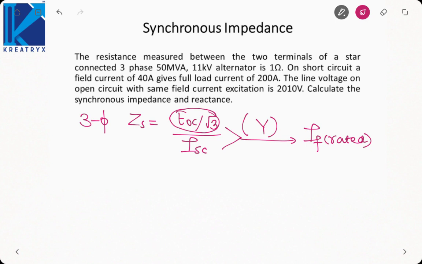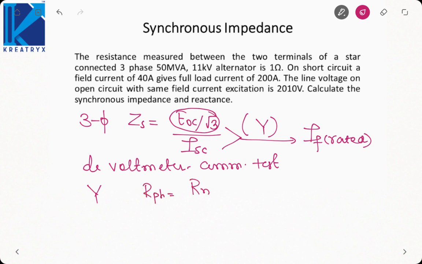Now, in order to find the resistance of the winding, we perform a DC voltmeter ammeter test. In this, if the winding is star, then the per phase resistance is the measured resistance by 2. Whereas if the winding is delta, the per phase resistance is 3 by 2 times the measured resistance. This also you have to remember, that we perform a DC test in order to find the winding resistance. Now let us see the problem that has been asked.